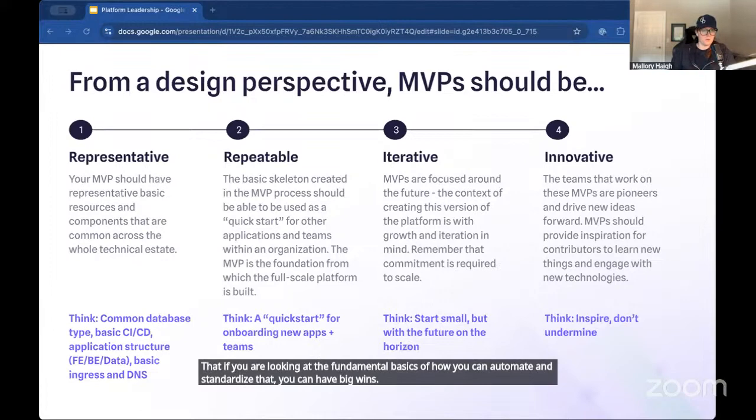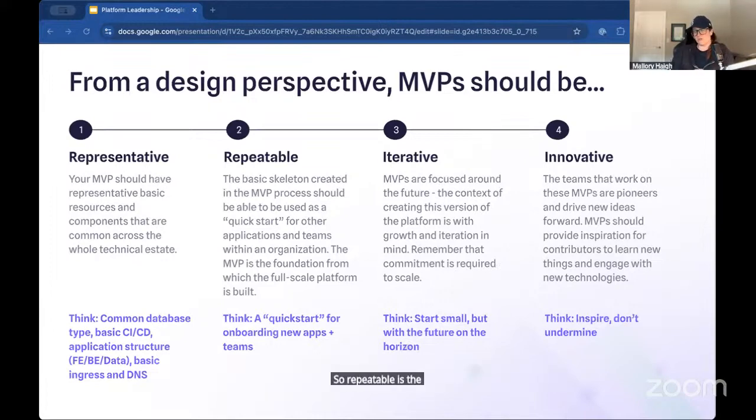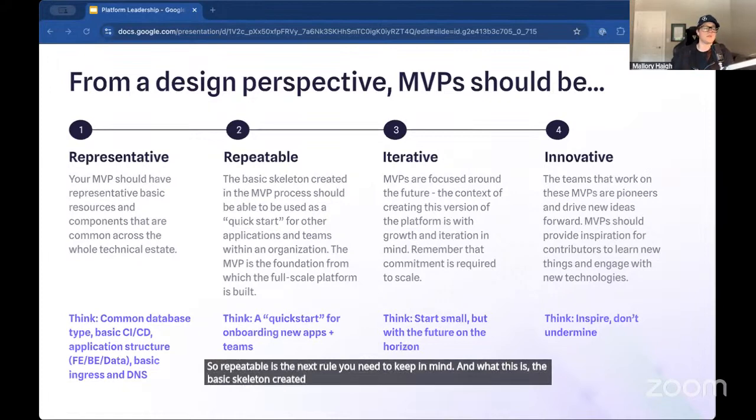So repeatable is the next rule you need to keep in mind. And what this is, the basic skeleton created inside of your MVP needs to be something you can repeat and build on. And like I said, the process as well as the technology you start here is going to give you a quick start for the future. It's going to give you a foundational layer.